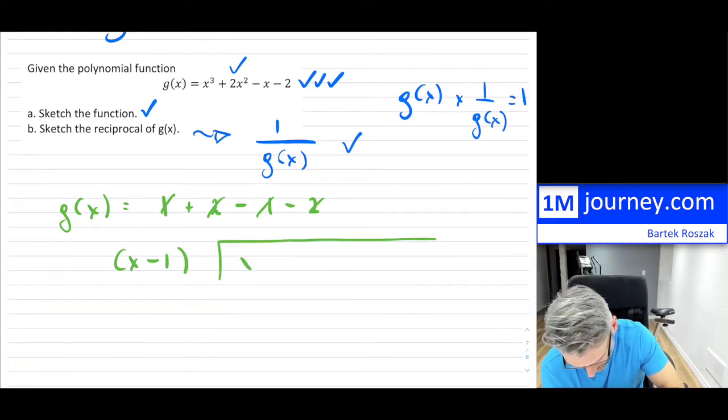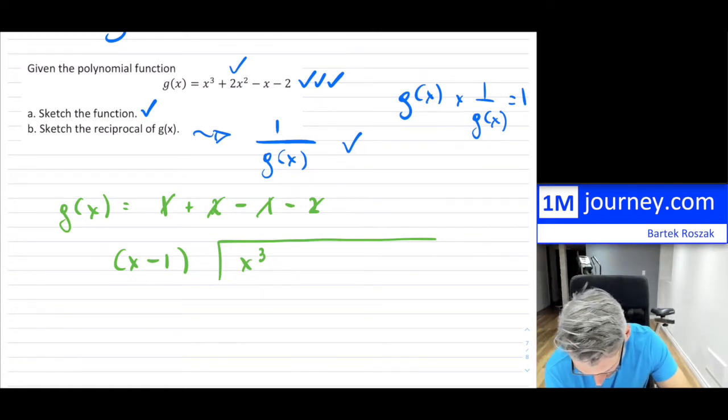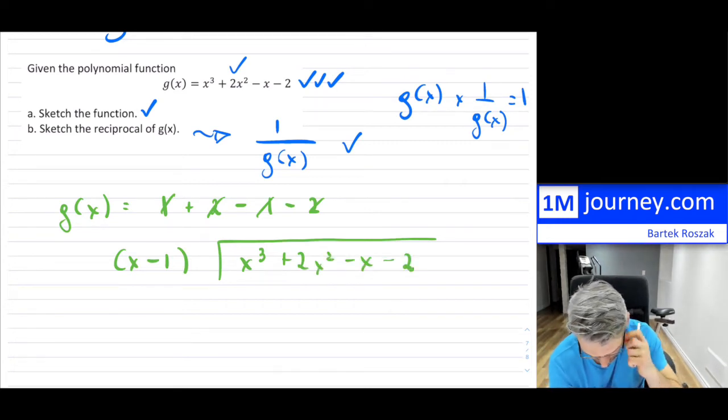Well, now it's the annoying part. We can do long division. If I do long division here, let's see what we will get. Hopefully it's something factorable further.